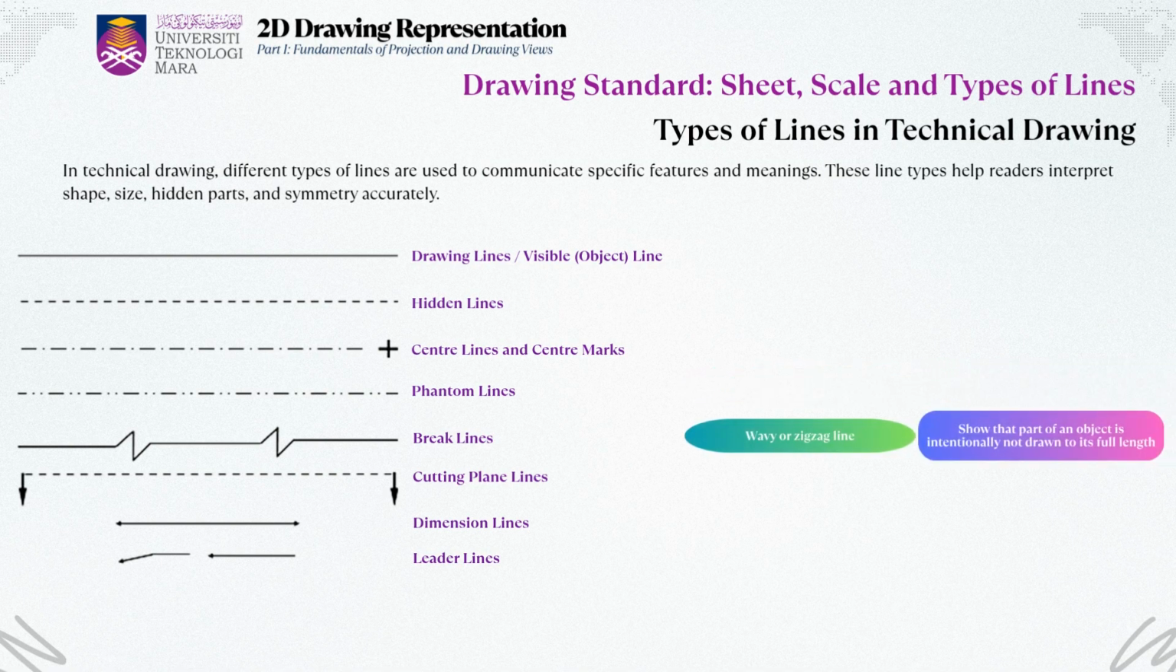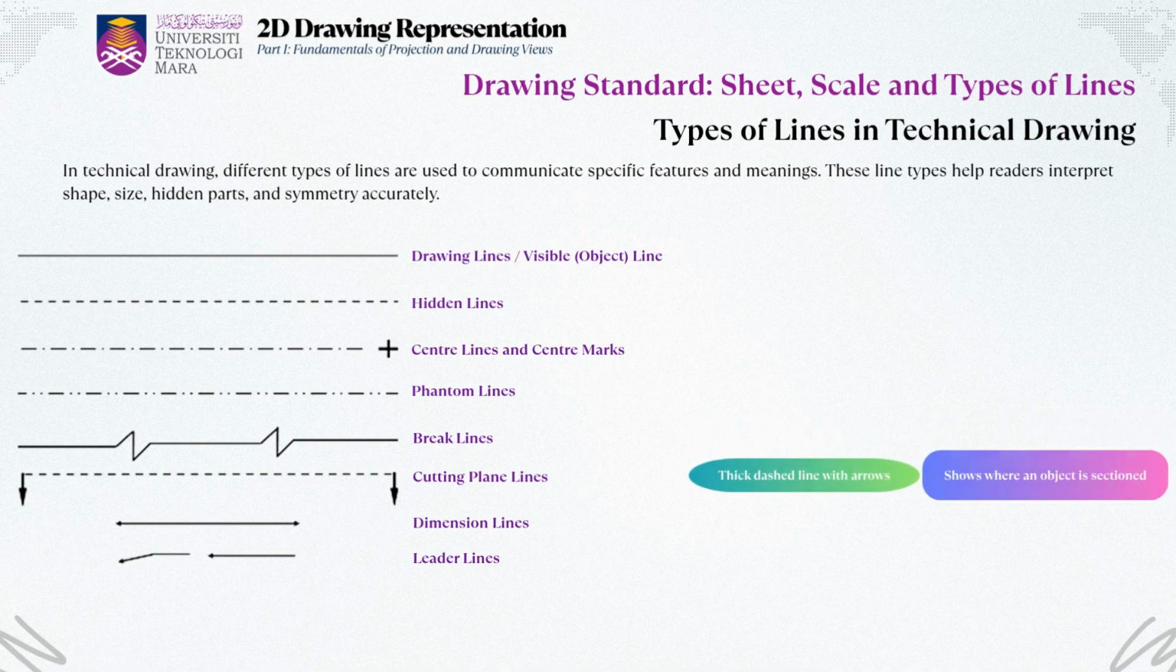Break lines are used when you want to show that a part is cut short in the drawing, maybe to save space or because the full length isn't necessary to understand the part. These are wavy or zigzag lines. Next, the cutting plane line is a thick dashed line with arrows at each end. This line shows where an object has been cut to show a cross-sectional view. The arrows point in the direction you're looking into the object after the cut.